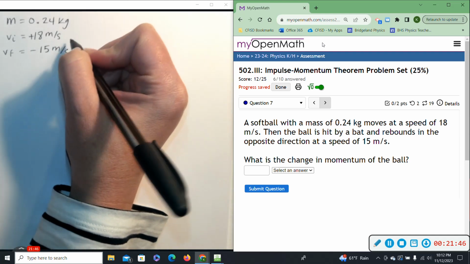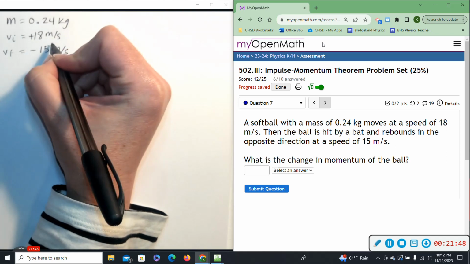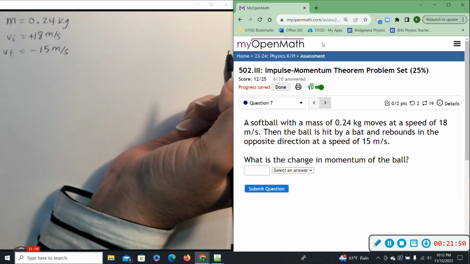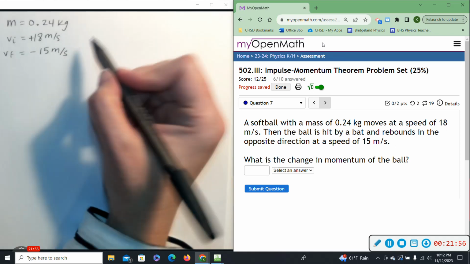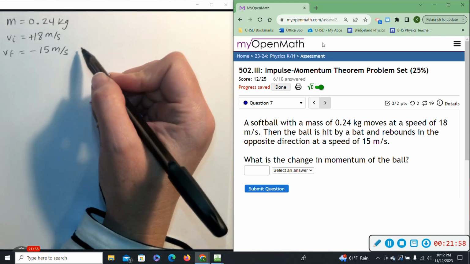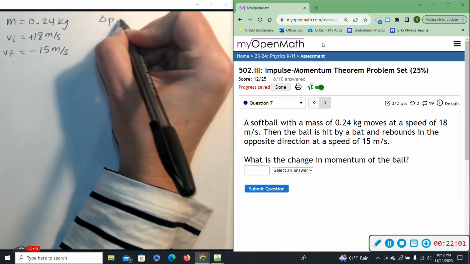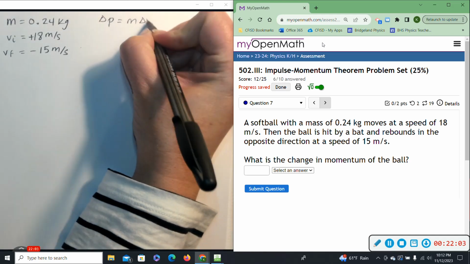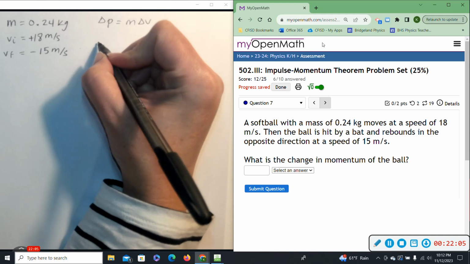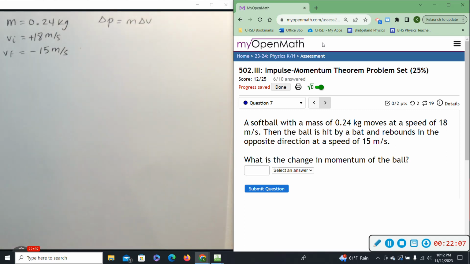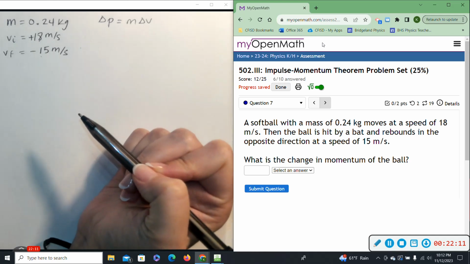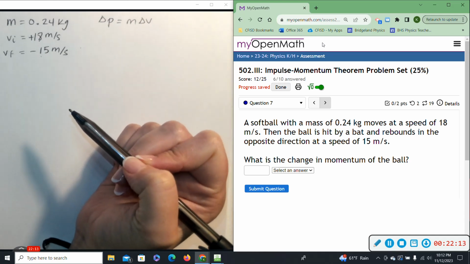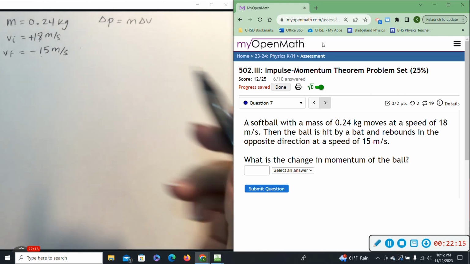The question doesn't actually tell us what the initial direction is. So I went with positive, but if you went with negative, it's going to accept our answer either way because there's not enough detail in the way that the question's worded. Okay, but I have these things and I want change in momentum. And again, change in momentum is equal to mass times change in velocity. Again, my change in velocity isn't 3 or negative 3 because it's not going from 18 to 15. It's going from 18 to negative 15. It's a much larger change.